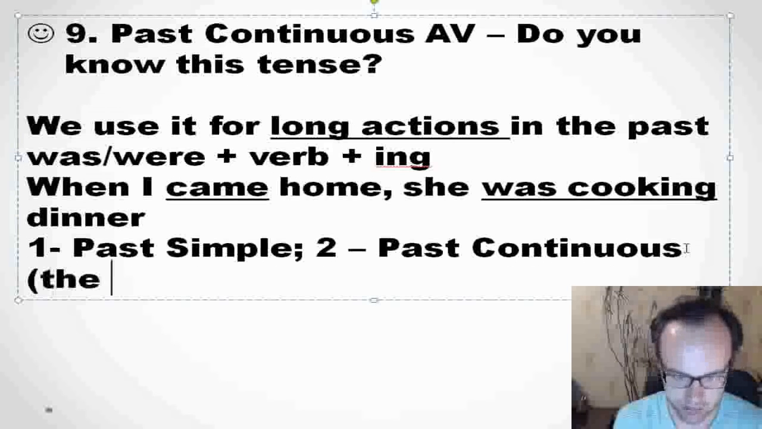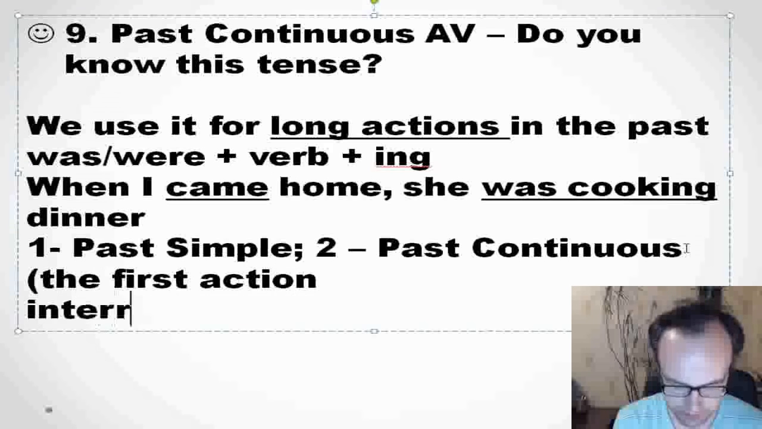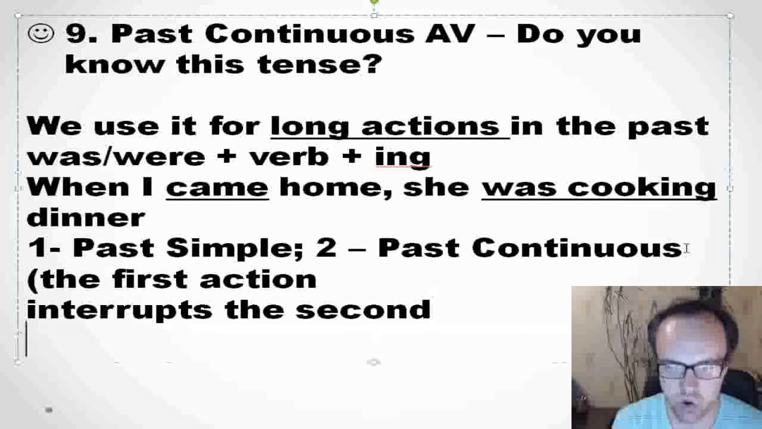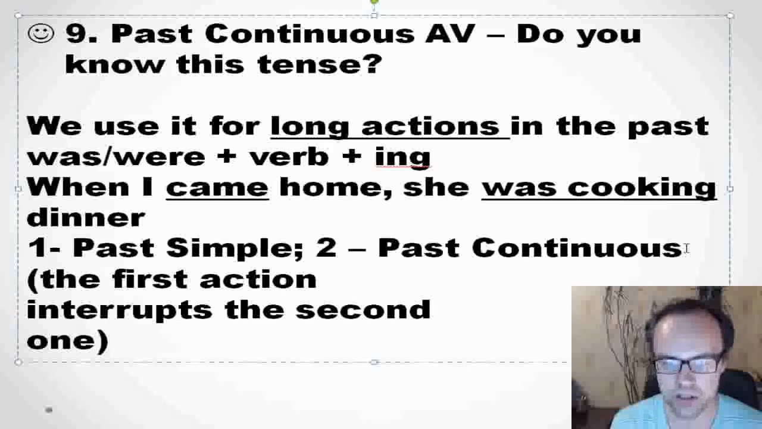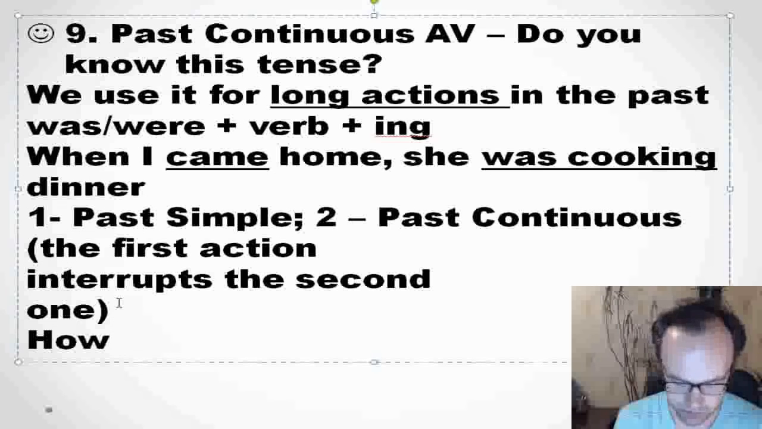The first action interrupts the second action, or the second one. So, when I came home, she was cooking dinner. It's past continuous, active voice. So, okay, how will you say it in passive voice?